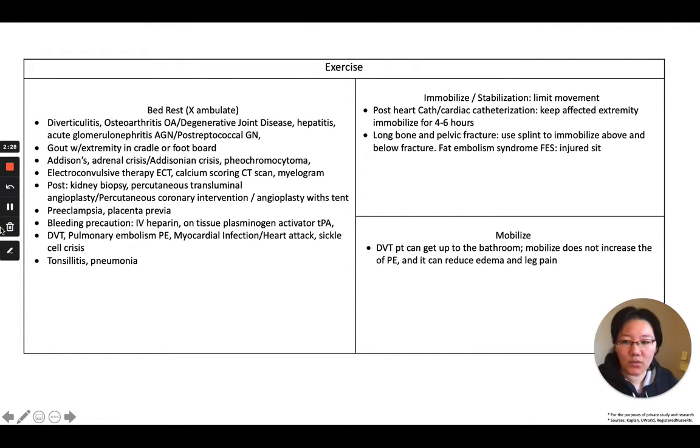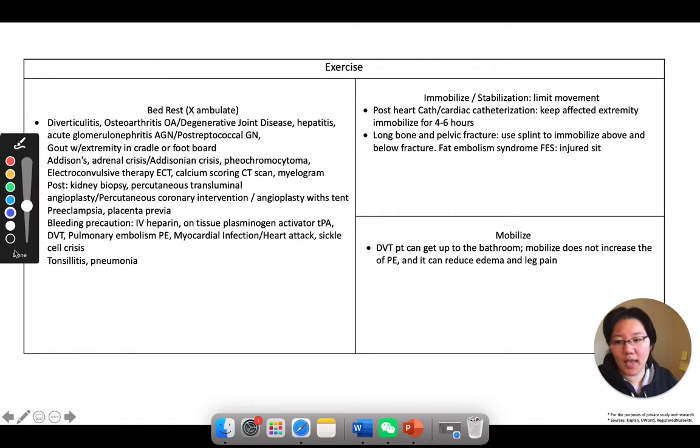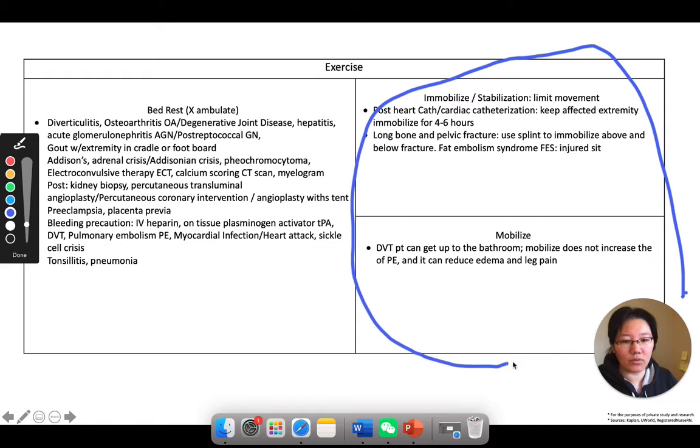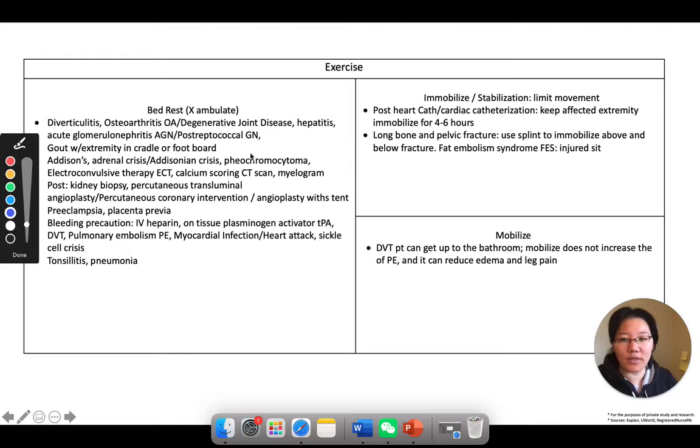Now, for this table, how I remember is, I just remember the immobilized stabilizations and mobilize. So what I remember is these two boxes. Once I remember these two boxes, the rest is bed rest for the NCLEX RN. If in the NCLEX RN this condition does not pop up, then it belongs to this one. So that's how I remember. That way it's easier. You don't have to remember all of this. All right, let's go to the next one.